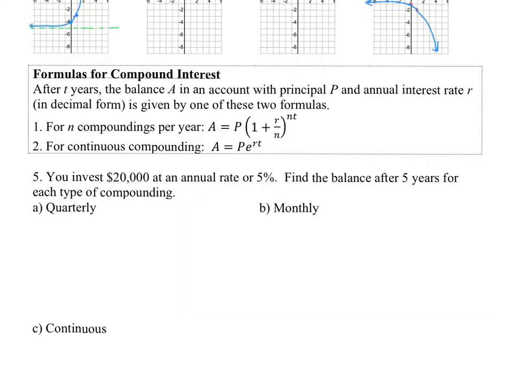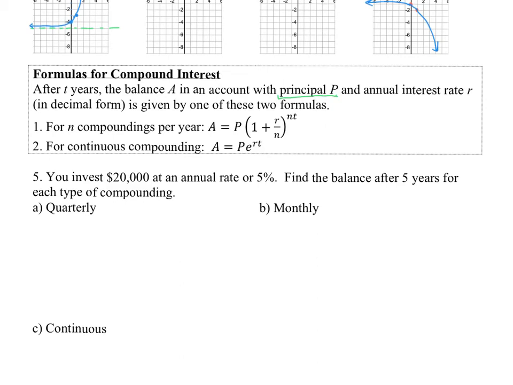The last topic they're going to introduce in this section is formulas for compound interest. So anytime you think of the exponential model, you should be thinking of accruing interest in your account. Okay, they have 2 formulas they're going to show you. Okay, it says after T years, so that's how long your money's in the account, the balance A in the account with principal P, the principal is going to be the amount of money you initially put in.